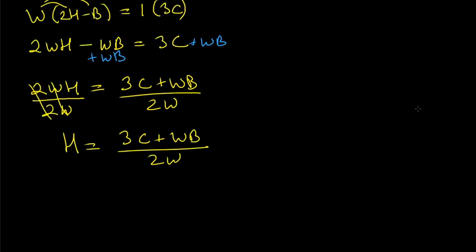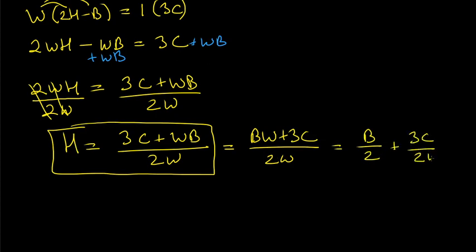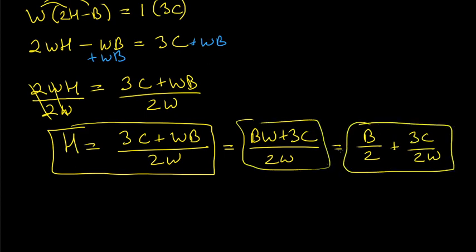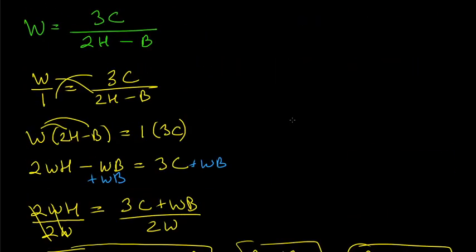And there are a lot of ways of writing this. So if you didn't get this answer exactly, just move around a couple things. It's probably the same thing. You could write this as b times w plus 3c over 2w. That would be fine as well. You could even write this as b over 2 plus 3c over 2w. I would accept that as well. Depending on how you did this, that might be your answer as well. So all of these are fine, including a few others. So right, that's how to solve literal equations.